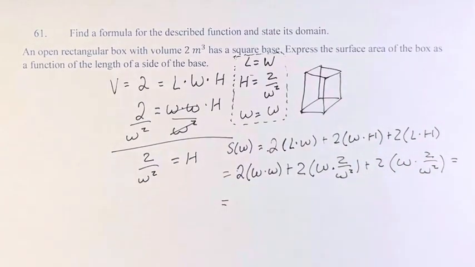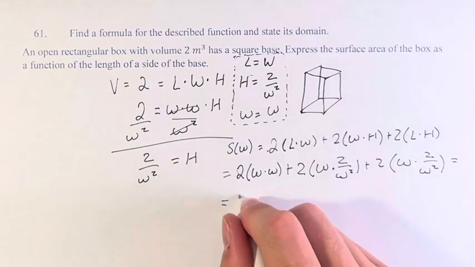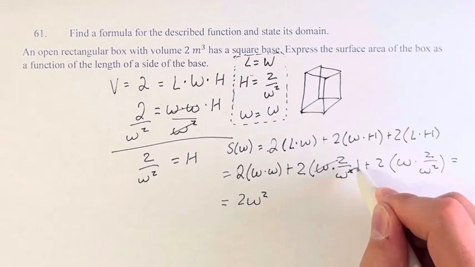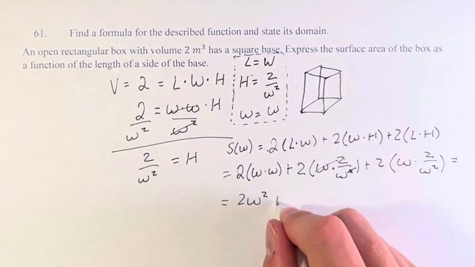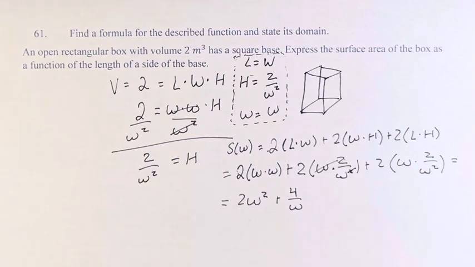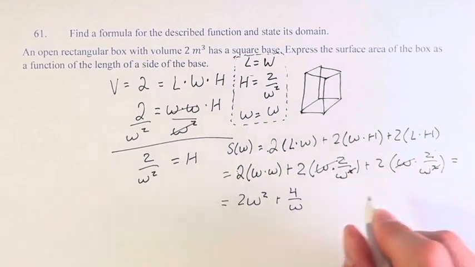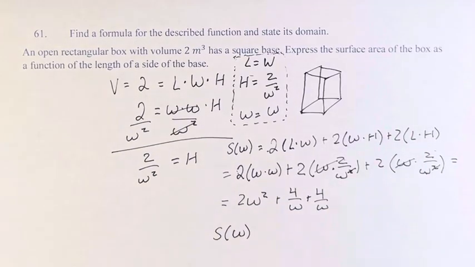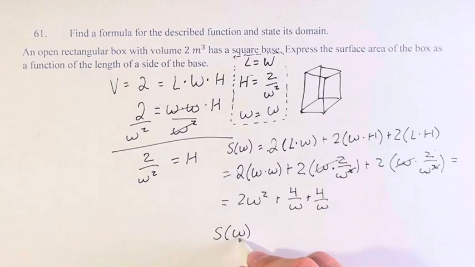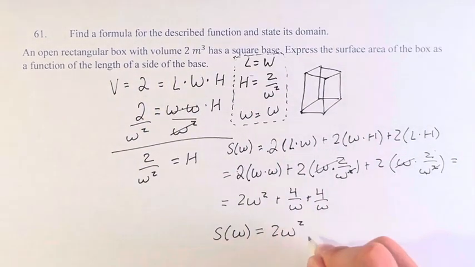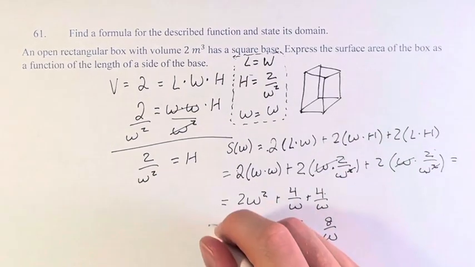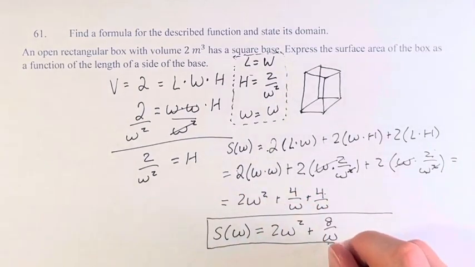And now we have it fully in terms of W, so we have 2 times W is 2W squared. W and one of the W's on the bottom cancel out to get 2 times 2 is 4 over W. And a similar thing here, 2 times 2 over W, plus 4 over W. Therefore, S of W, the surface area of the box as a function of the width, which is one of the sides of the base, is equal to 2W squared plus 4 plus 4 is 8 over W. This is the surface area.